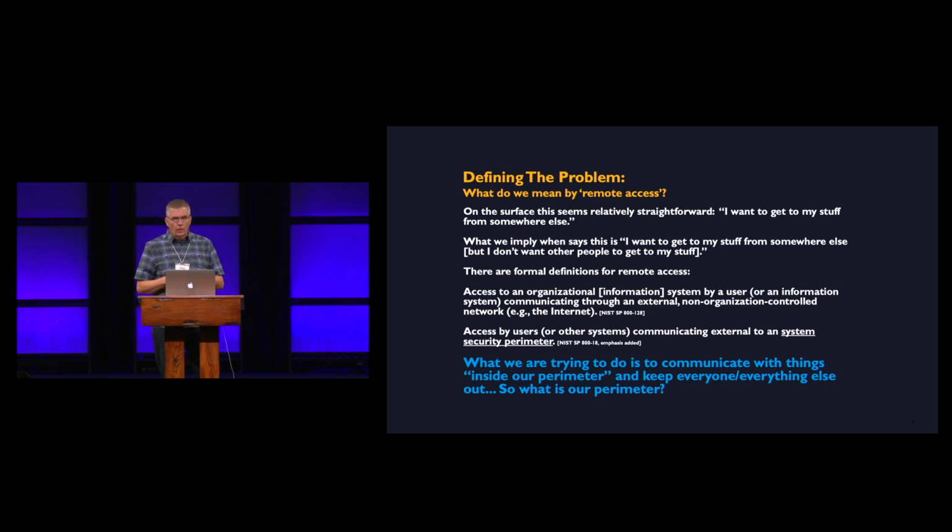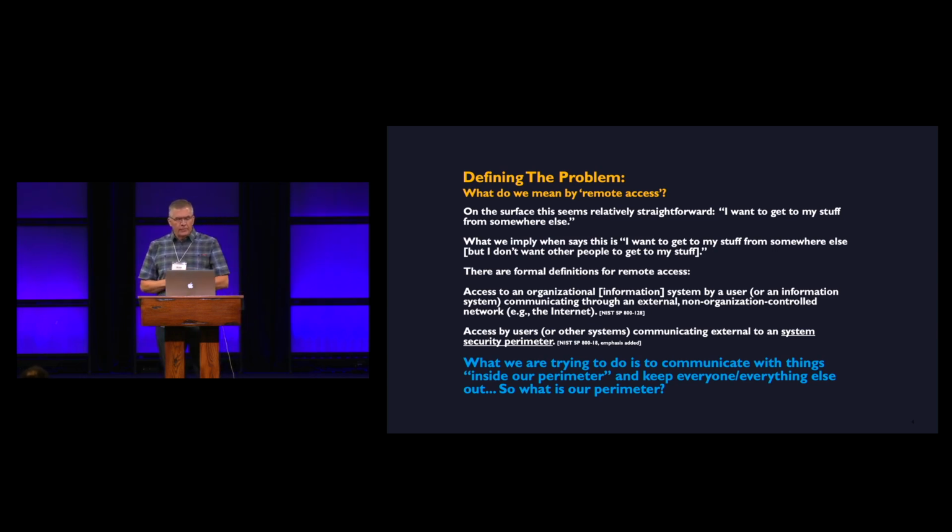All right, so on the surface, we start talking about remote access, and the first thing that comes to our mind is, I want to get to my stuff, right? I'm not where my stuff is, and I want to get there. But what we really mean, and are implying when we say that, is I want to get to my stuff, but I don't want anybody else to get to my stuff, right? I just want me to get to my stuff.